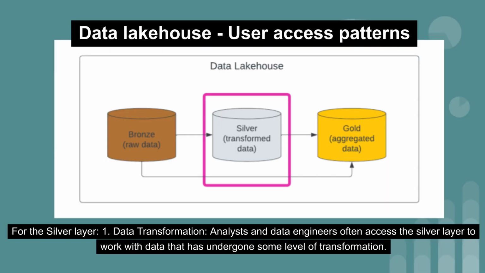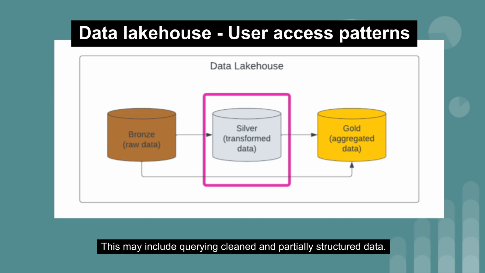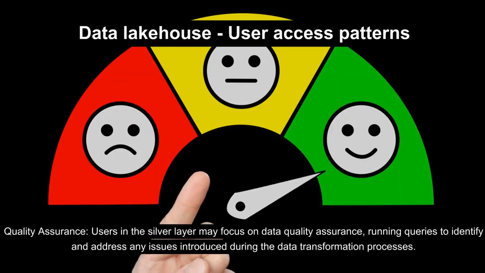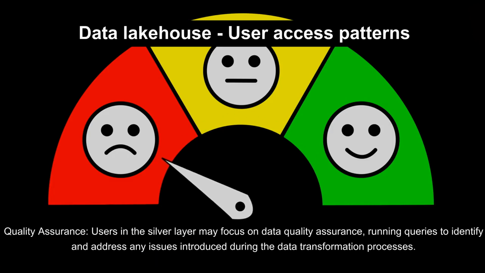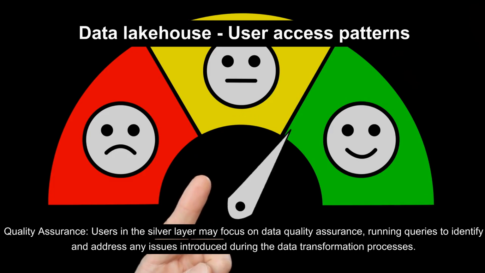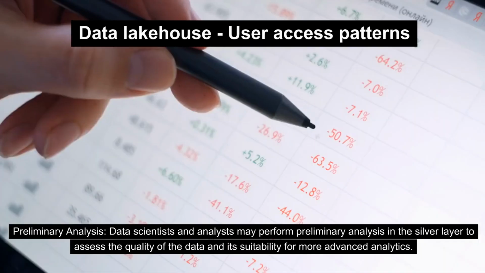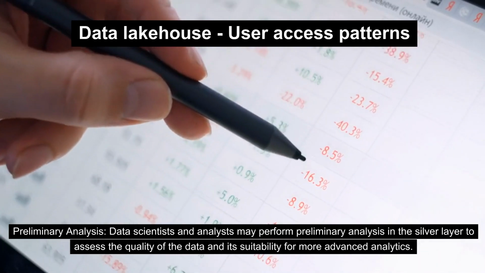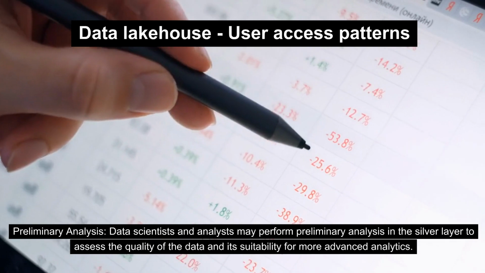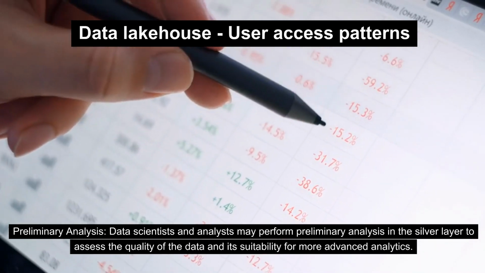For the silver layer, 1. Data transformation. Analysts and data engineers often access the silver layer to work with data that has undergone some level of transformation. This may include querying cleaned and partially structured data. 2. Quality assurance. Users in the silver layer may focus on data quality assurance, running queries to identify and address any issues introduced during the data transformation processes. 3. Preliminary analysis. Data scientists and analysts may perform preliminary analysis in the silver layer to assess the quality of the data and its suitability for more advanced analytics.